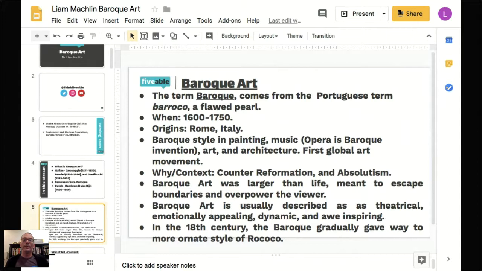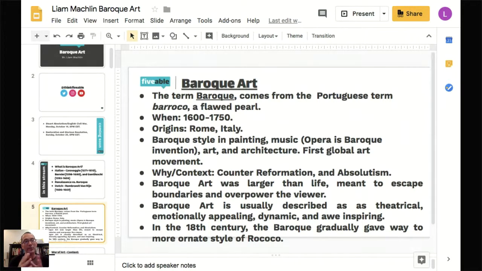All right, so let's get into it. Let's start first with the Baroque art. What does the term Baroque actually mean? It's a Portuguese word, and it refers to a flawed pearl. If you want to compare and contrast, think about the Renaissance as a perfect pearl, and the Baroque as a deformed, flawed pearl.